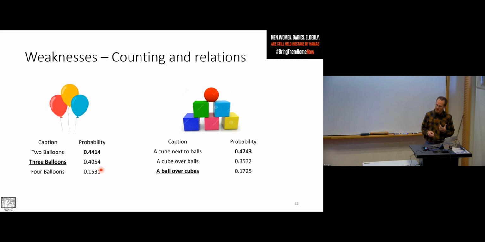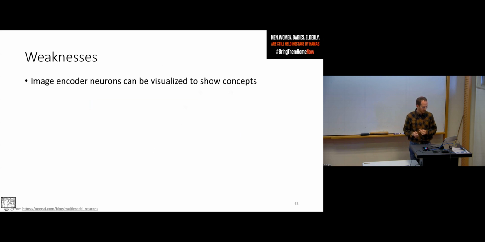Again, relations are also very difficult. For example, is the ball over the cube or not? It thinks that the cube is next to the balls. So relations are also something that is difficult to learn from this very loose pairing of text descriptions and images.